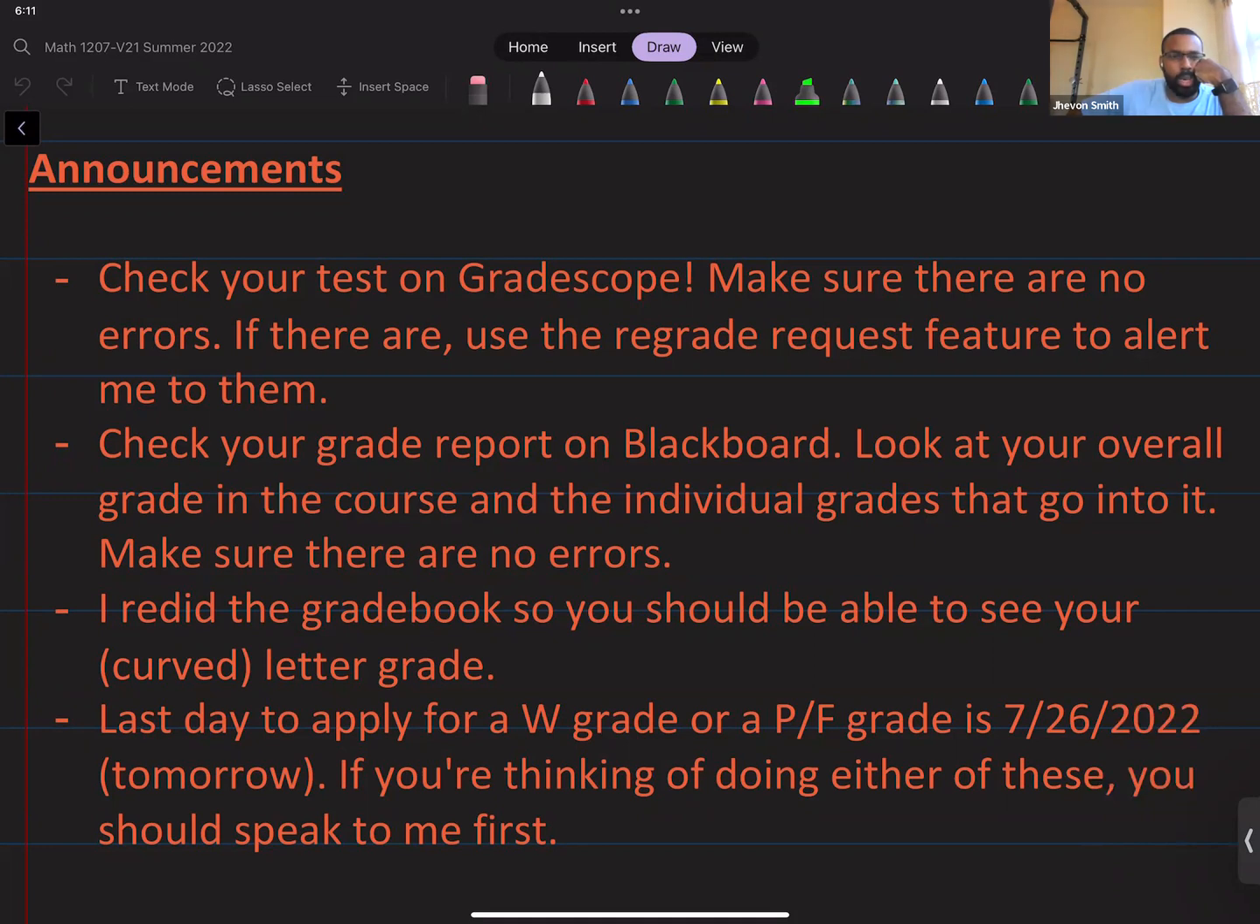What else do I want to say? Yeah, so I mentioned that as well. Okay, so the last day to apply for a W grade, which means withdrawing from the class, as well as a pass fail, is tomorrow. So pass just means you get a D or above, and you would get a P, and fail would mean you get a D or below, and so you would get an F. And so there's no letter, it doesn't affect your GPA, it just says whether you passed or failed the class.